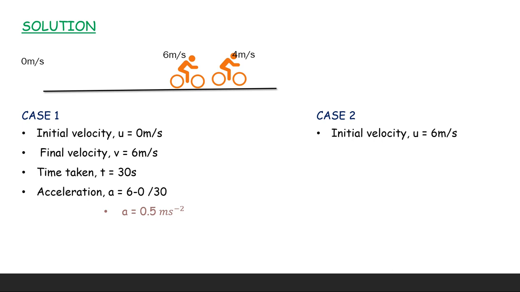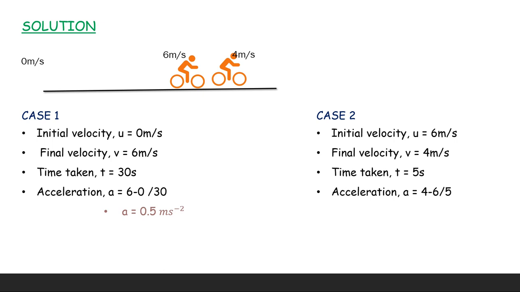Let us see our second case, where he applies brake. Before applying brake, his velocity was 6 meter per second. So that is our initial velocity. The final is given as 4 meter per second, and the time taken is 5 seconds. We again apply our formula, and we get acceleration to be minus 0.4 meter per second square. By applying brake, we basically go against acceleration, right? That is what is given by this minus sign.